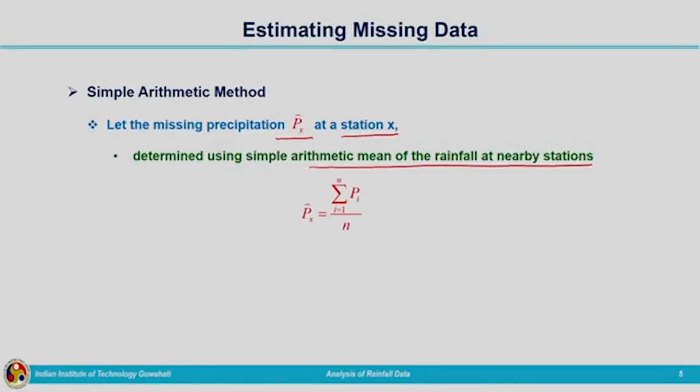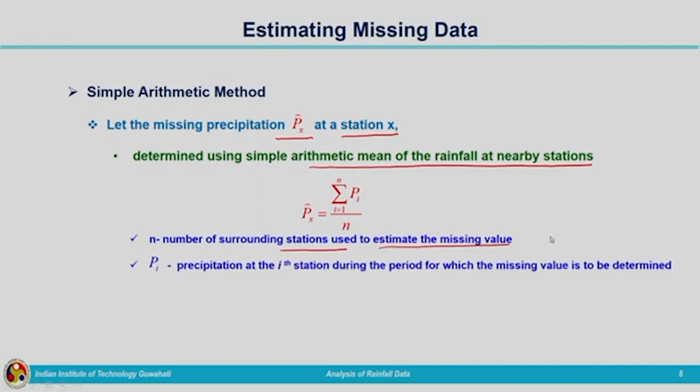That can be done by using this formula. Px cap is equal to summation i equals 1 to n of Pi divided by n. In this, n is the number of surrounding stations used for estimating the missing value, and Pi is the rainfall at the ith station during the period for which the missing value needs to be determined.